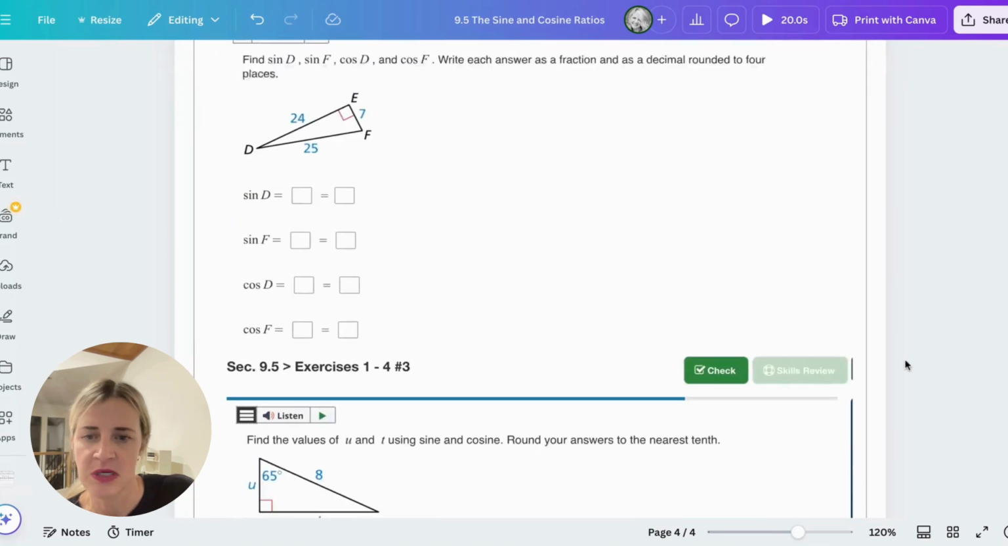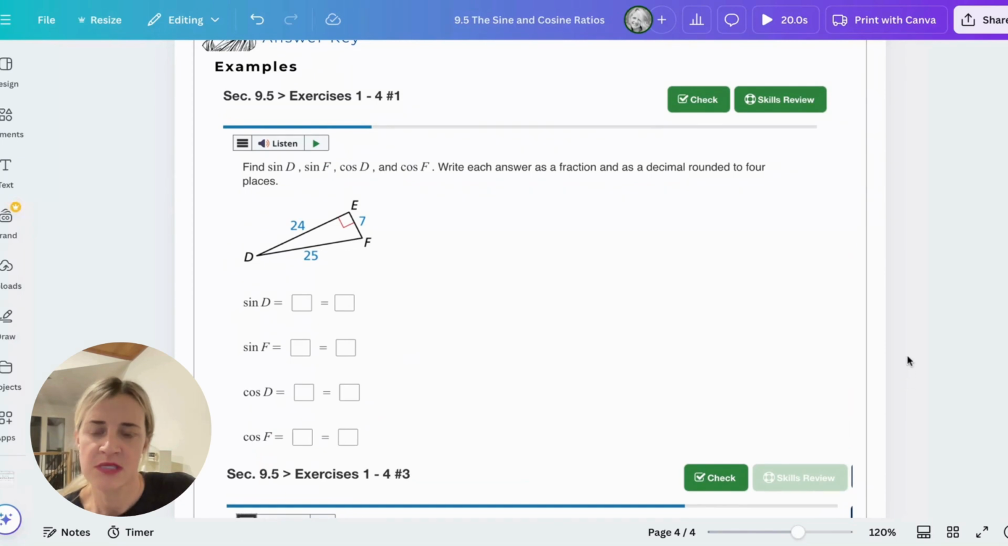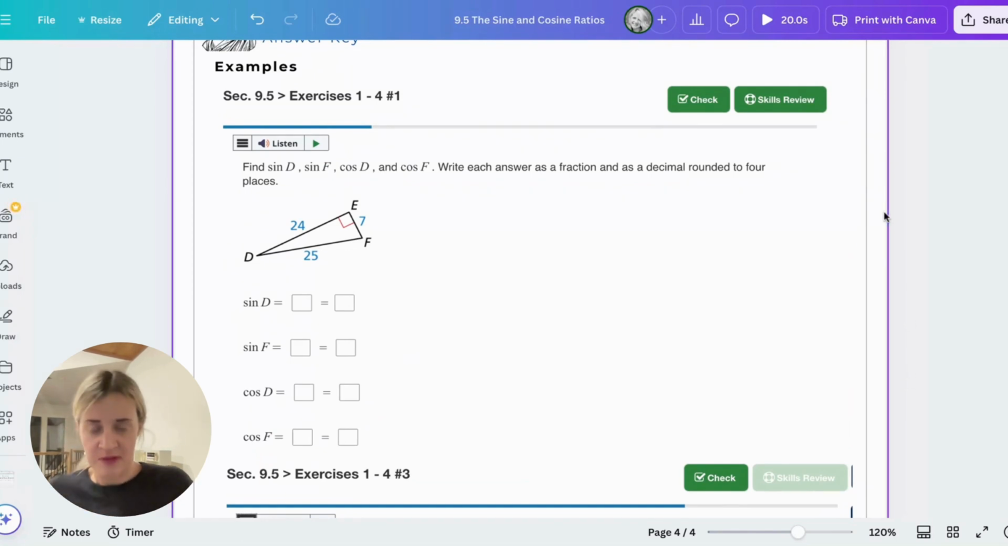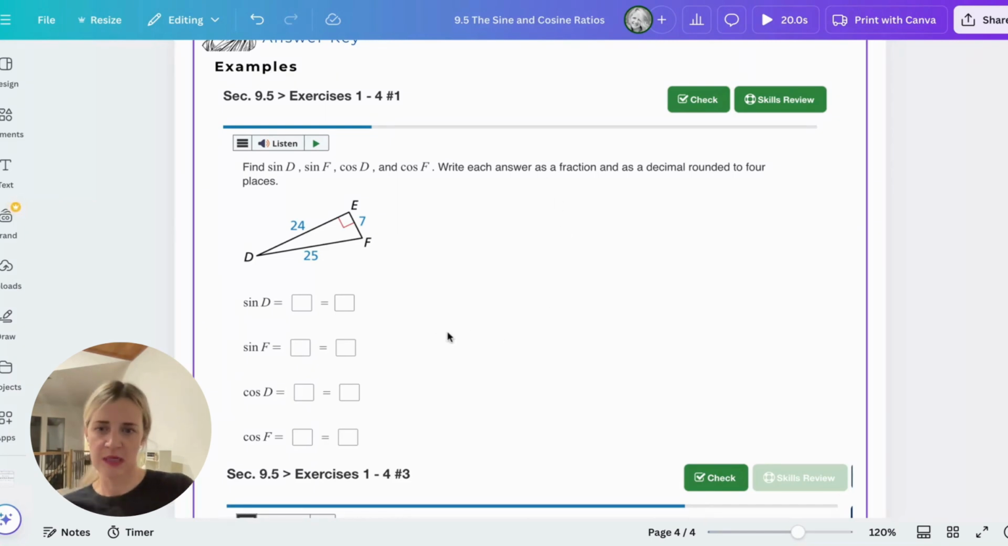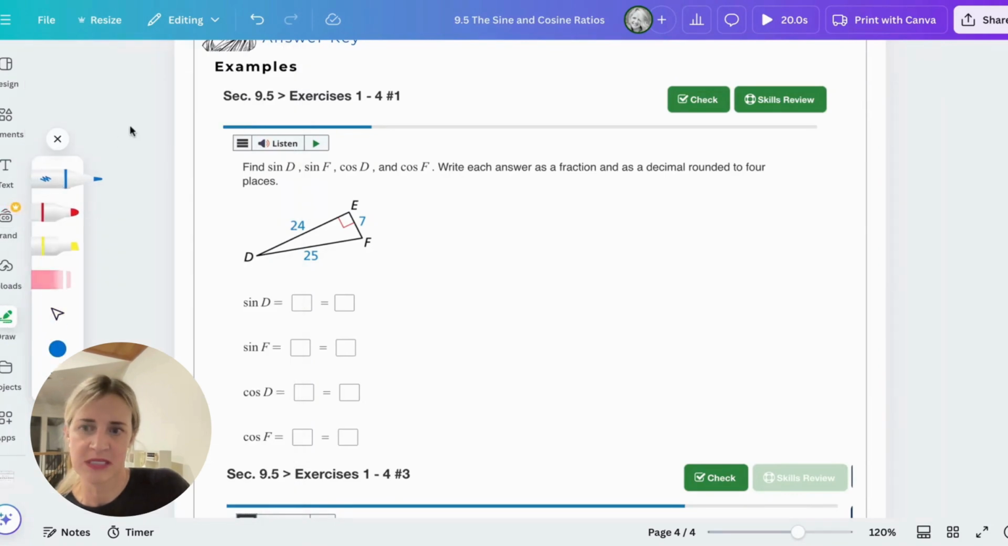All right, so it looks like we just have 2 quick problems. It wants you to find the sine of D, sine of F, cosine of D, cosine of F. Write each answer as a fraction and as a decimal rounded to 4 places. Okay, so let's start with D. Let's just solve the problems dealing with angle D, because how you label your triangle is based off of the angle we're looking at. So we're going to do these ones first with the D.